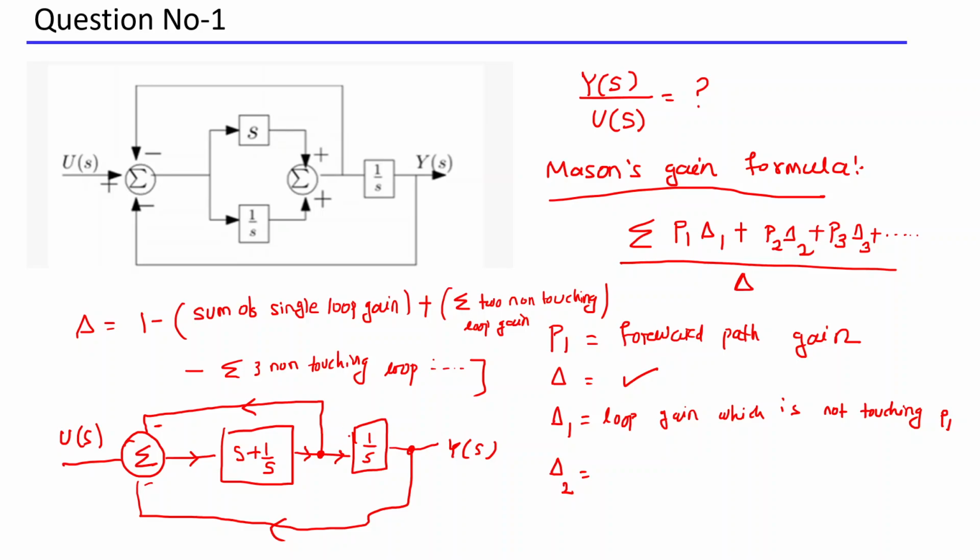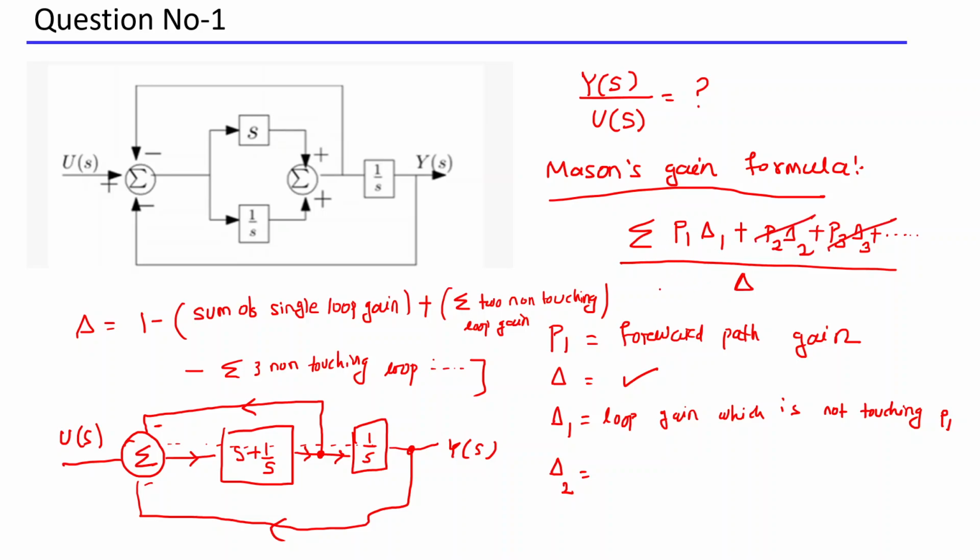It is clearly visible that if you start from input, you will reach the output using one forward path, that is this straight line. In this path, you can reach input to the output. So only one forward path is there. So it means P1 exists. There are no other forward paths. That's why P2, P3 all are 0.